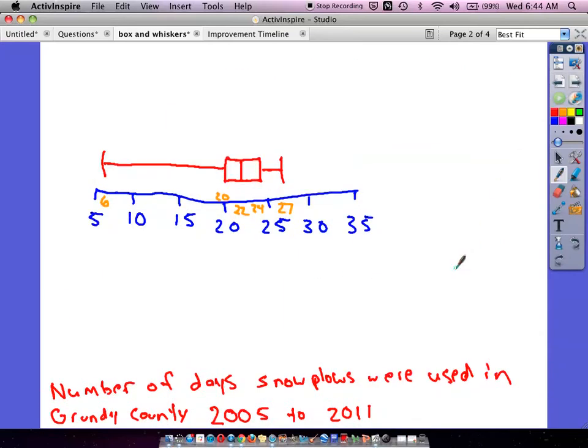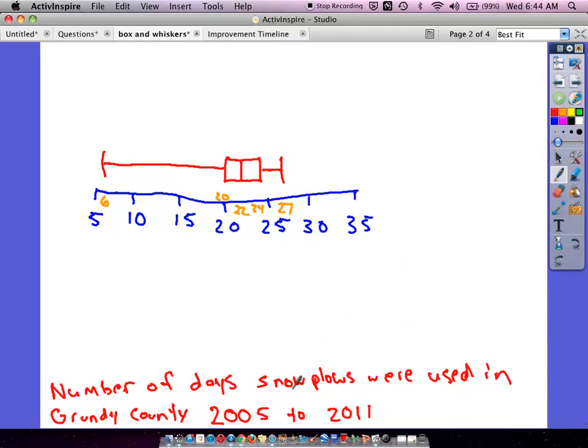Here's another box and whiskers plot. Again, I just chose to use a scale of going by fives here. My numbers were 6, 20, 22, 24, 27. So going by fives made it nice and even here. And this is the number of days snowplows were used in Grundy County from 2005 to 2011.